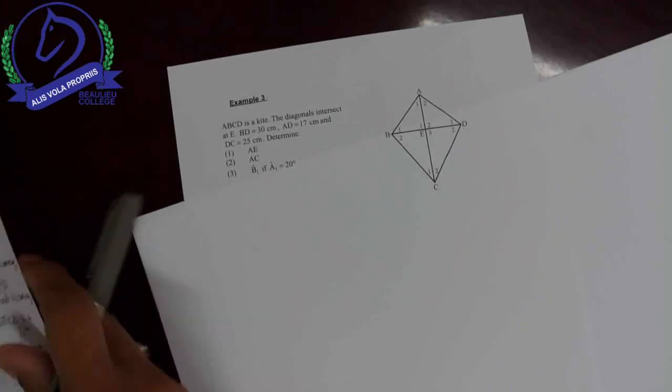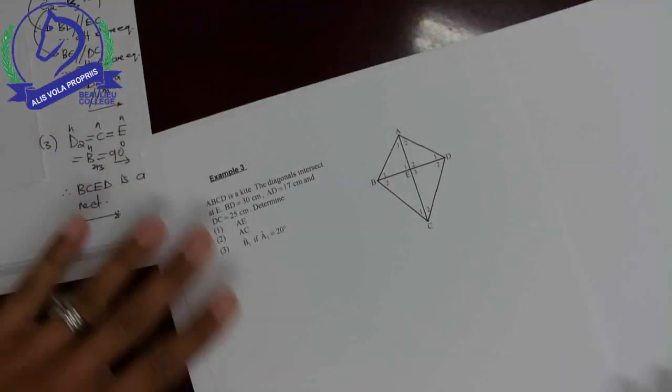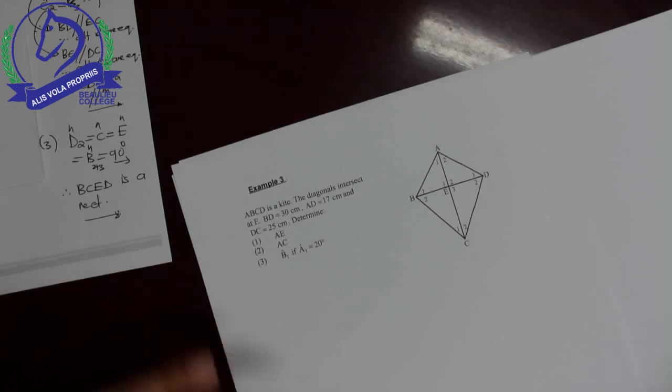Right, let's go to the next example. This example involves a kite. I've chosen a kite because very often learners get confused with the properties of a kite. So let's look at it.